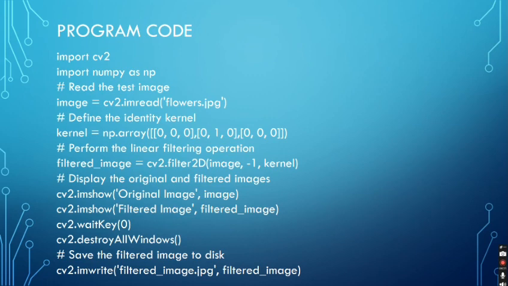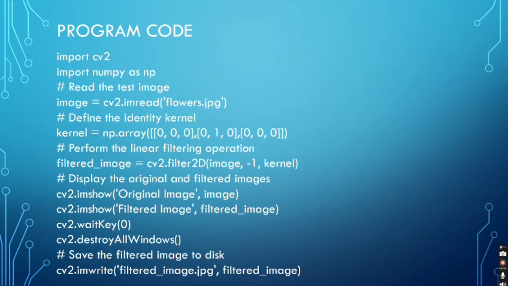First, we import the necessary libraries, OpenCV and NumPy. OpenCV is a popular library for computer vision tasks, while NumPy is used for numerical operations in Python. Then we define the path to the image file flowers.jpg and read the image using the cv2.imread function, storing it in the variable image. Next, we create a 3 by 3 identity kernel using NumPy.